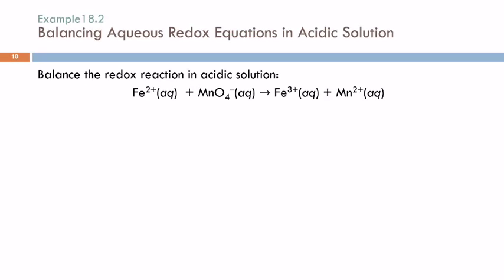Okay, so now the steps are missing on the side, but I think we can do it. So first thing is what? Assign oxidation states. So the iron is +2. Let's skip that one for now. The iron 3+, +3, and manganese is +2. Now we have to deal with the permanganate.